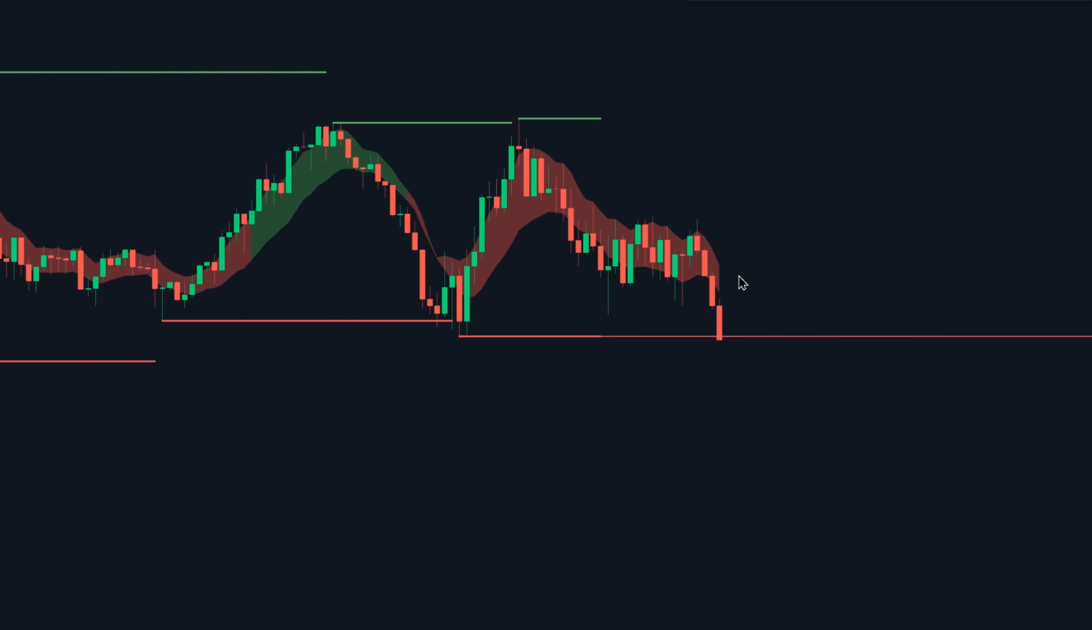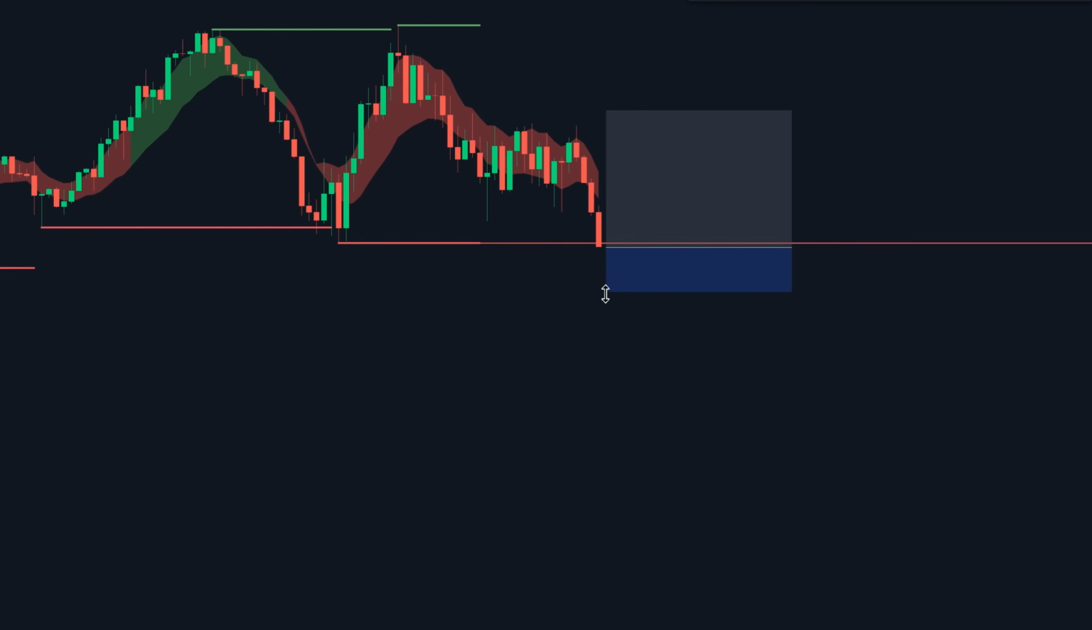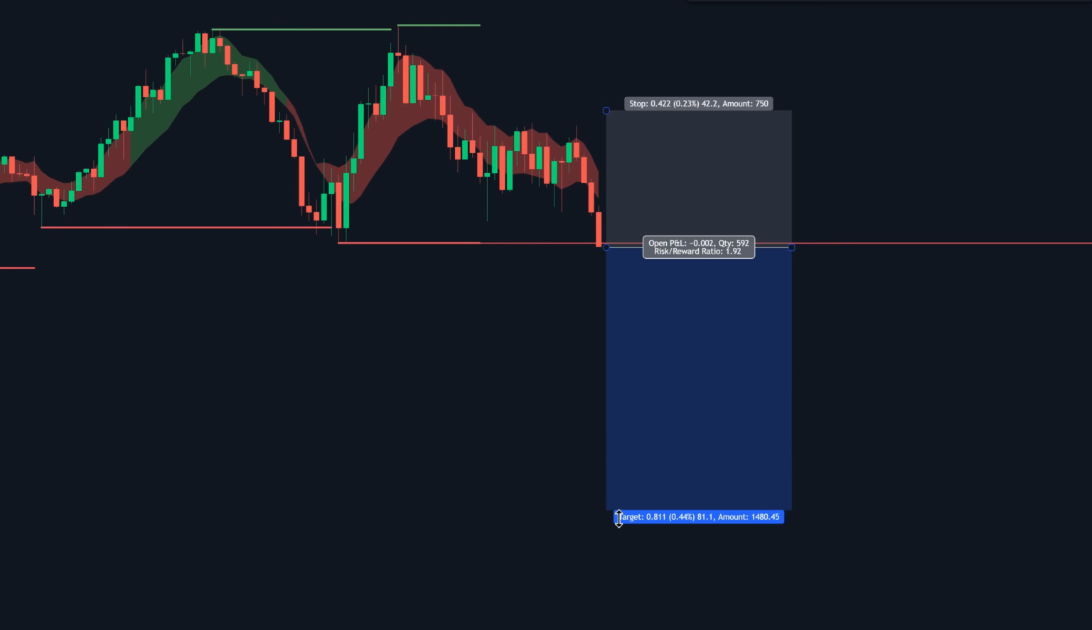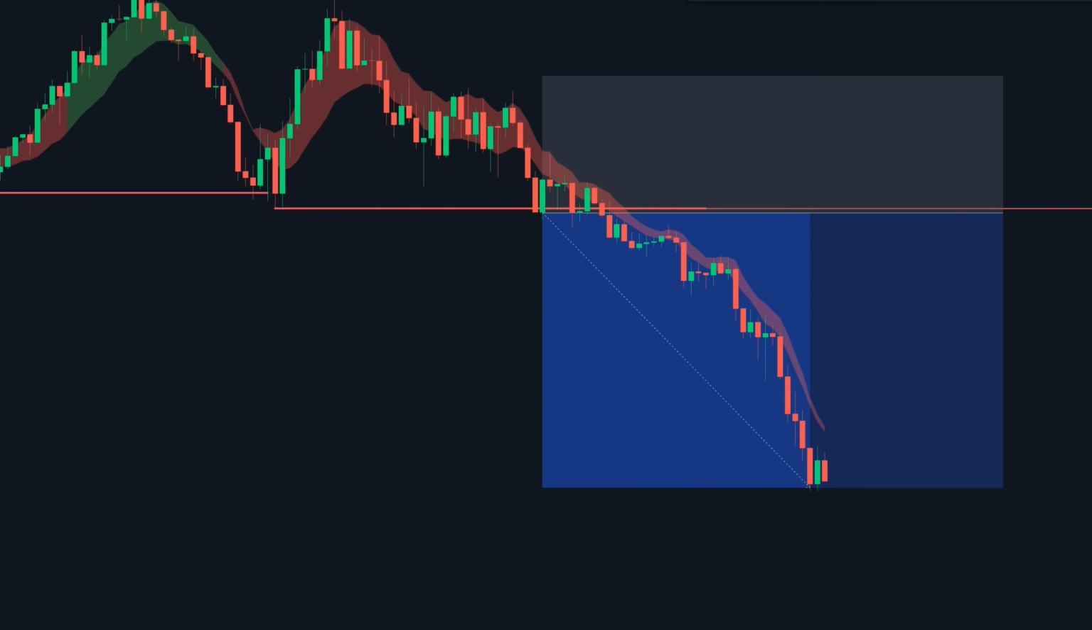With these two conditions met, we're going to enter a short position. You could set the stop loss right above the most recent swing high. As for the take profit, we're going to go with 2 times the risk. We let this trade run and take profit.